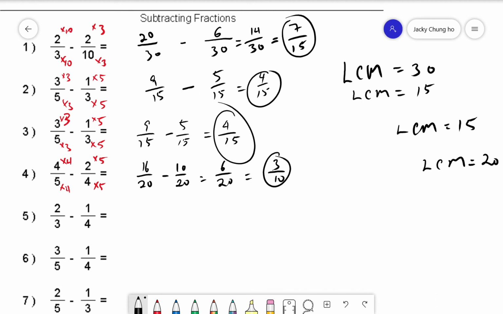Okay, number 5. Between 3 and 4, you will have the LCM of 12. So 3 times 4 and 4 times 3. So it will be 8 over 12 minus 3 over 12. That will give you 5 over 12.